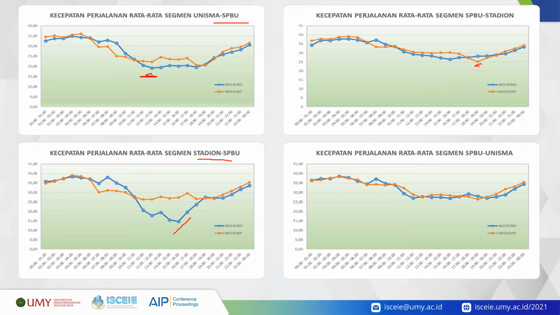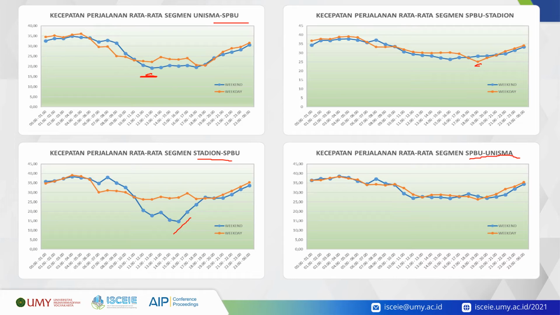The last is the gas station until Unisma segment. This segment with a length of 2.6 kilometers in the opposite direction from the Unisma until gas station segment, with more or less the same land use characteristic.